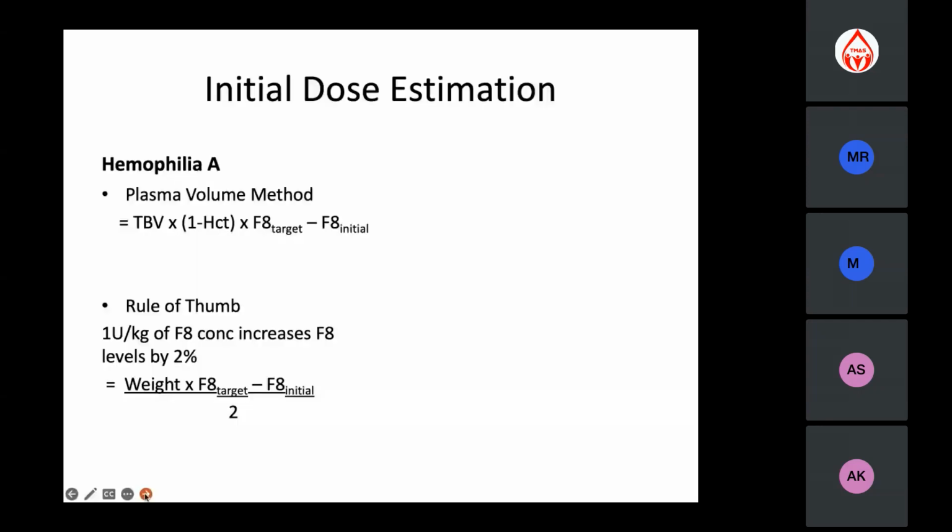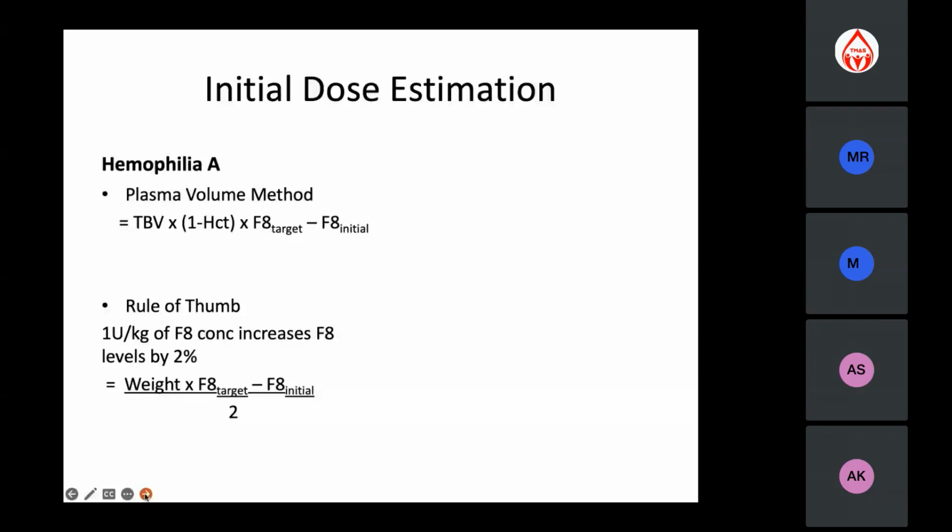We can also use a thumb rule. In the thumb rule, 1 unit of recombinant factor increases factor 8 levels by 2%. So we can use weight into factor 8 target minus factor 8 baseline, divided by 2%. Like 1 unit raises by 2%, so we are dividing the value by 2. The thumb rule is usually used for recombinant factors. These are the two methods for estimating hemophilia A factor dosing.